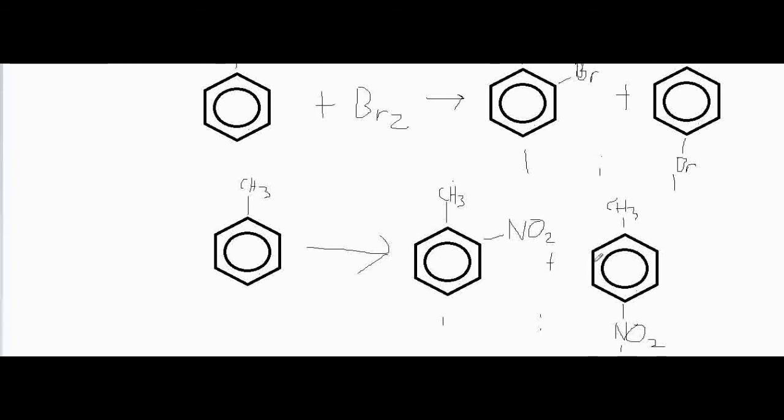Now, the last and most important thing you must know about benzene is that compounds with benzene rings are known as aromatic compounds, as opposed to non-benzene compounds that are known as aliphatic.